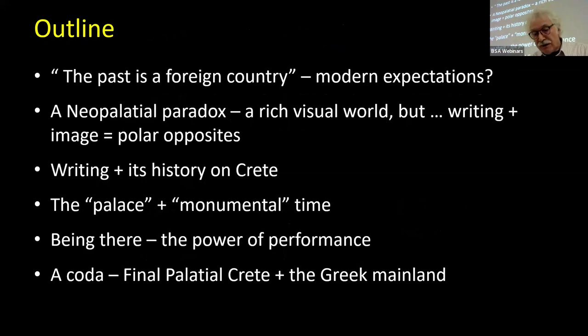So I'm going to start with that premise, then go on to examine a paradox really in the Neopalatial period, a very, very rich visual world, but one in which writing and image are polar opposites. Then take a look at writing in general and its history on Crete, the emergence, appearance of the palaces, and I'm going to use the word palaces, I know it's quite fraught, but I'll use it for simplicity's sake. The palace and its association with monumental time, and then how being there, how the power of performance is important in that, really that gap between writing and the material world. And then in a small coda, look at final Palatial Crete and also the Greek mainland.